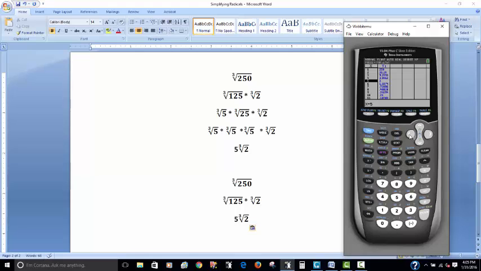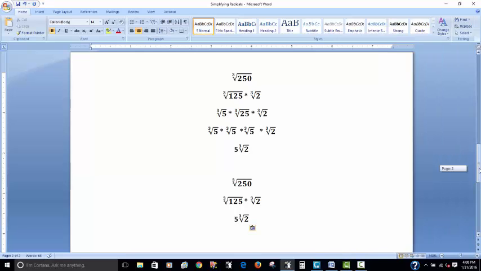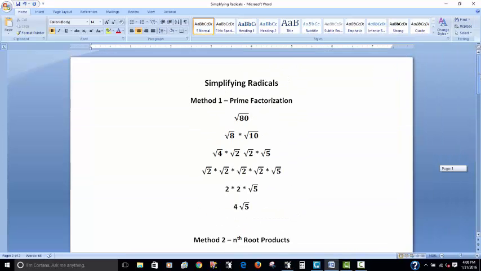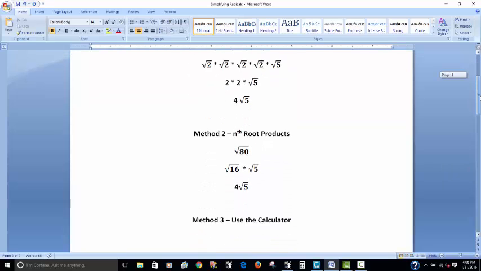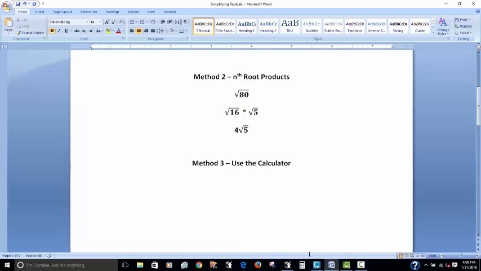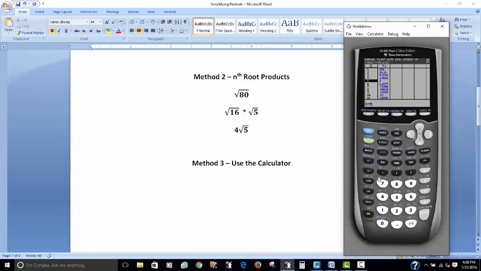Again, this works for 4th roots, 5th roots, 6th roots, any nth root. So again, with simplifying radicals, you have 3 methods. Prime factorization, breaking it down, finding the nth root of products, or using your graphing calculator in order to simplify radicals.